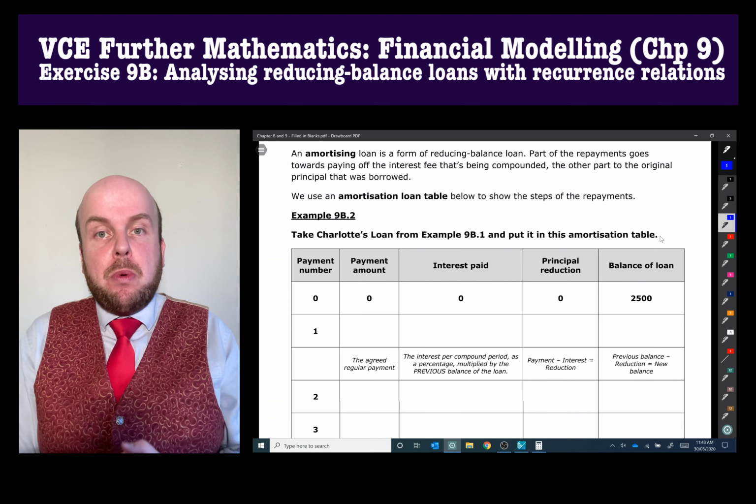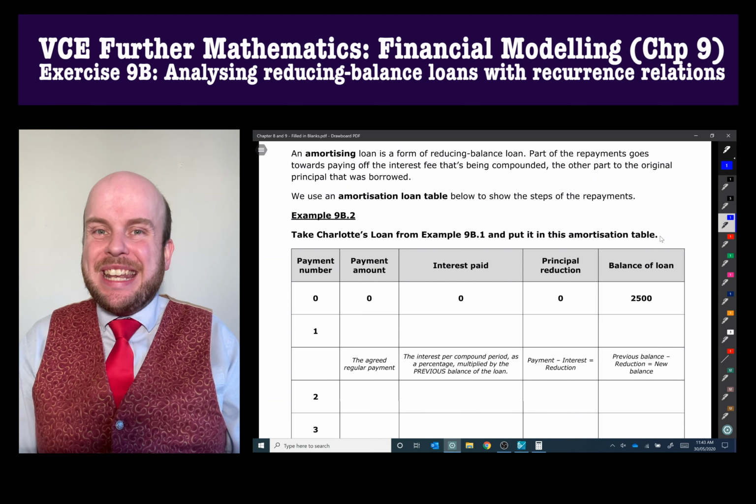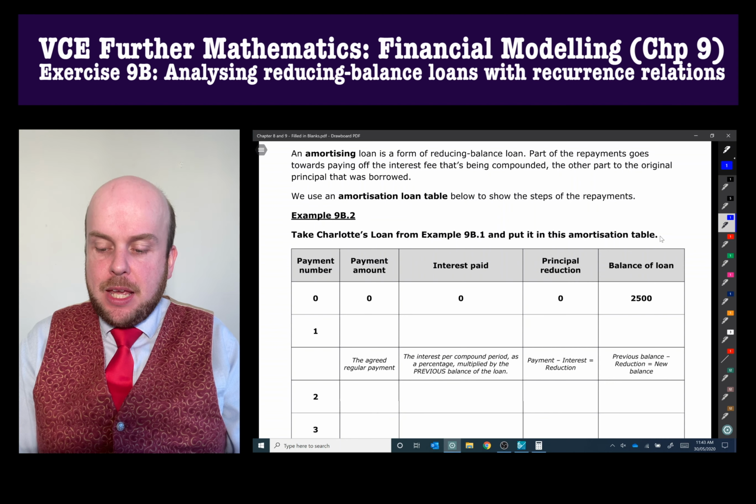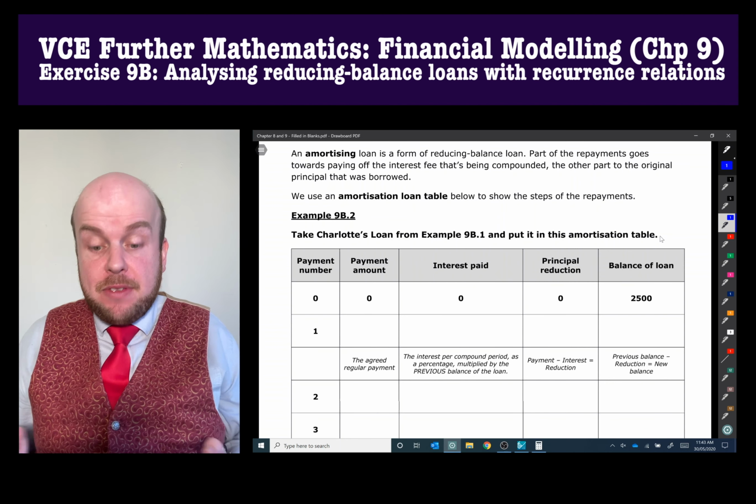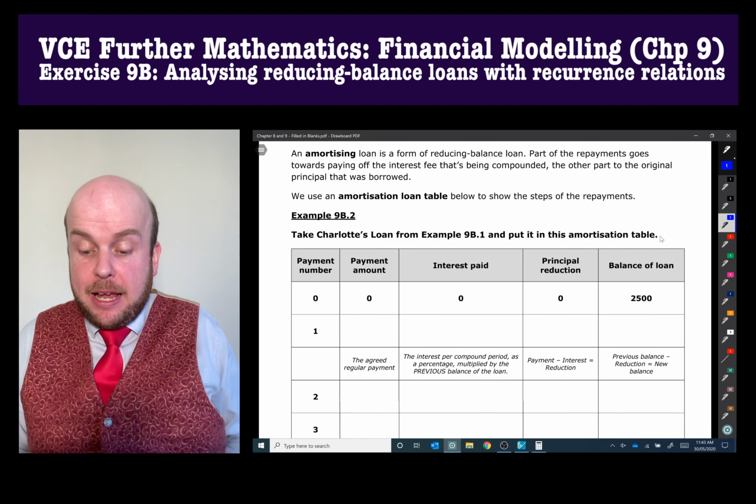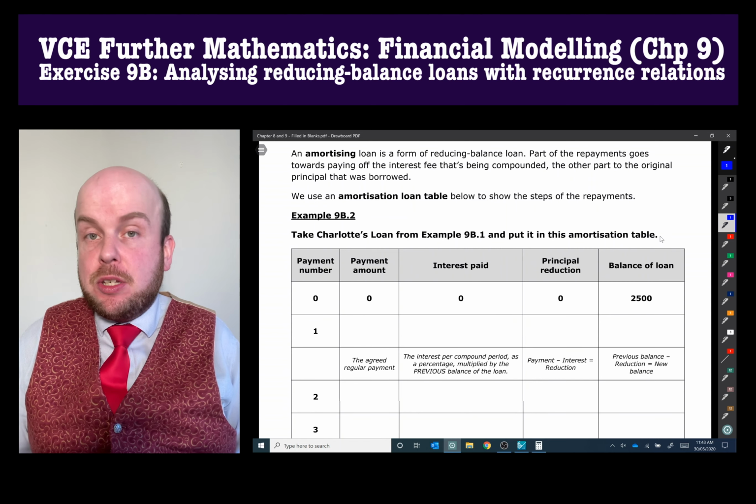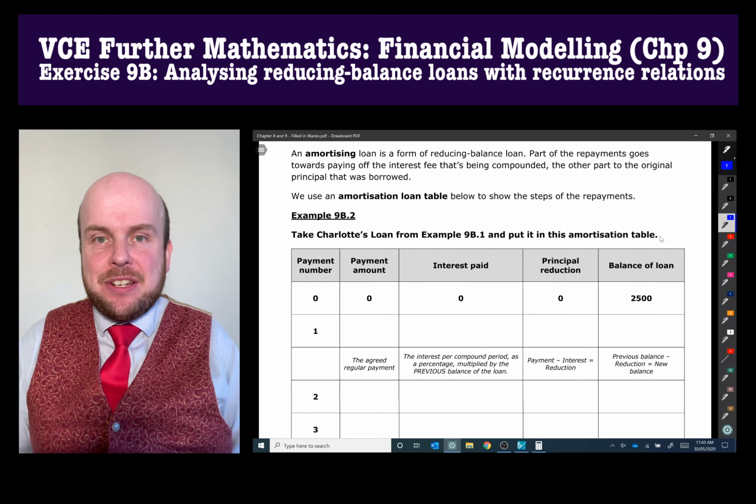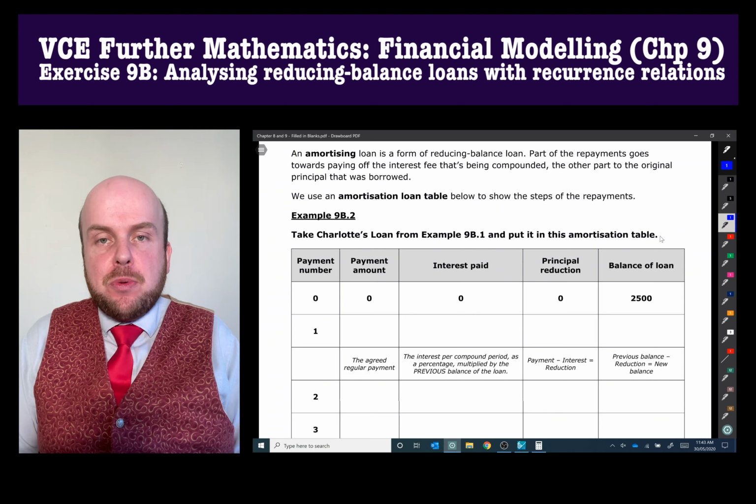So one of the ways that we can actually visualize this is using an amortising table. Below I have this table of Charlotte's loan from example 9b.1, and we're going to put it in an amortisation table. So how do we read it?